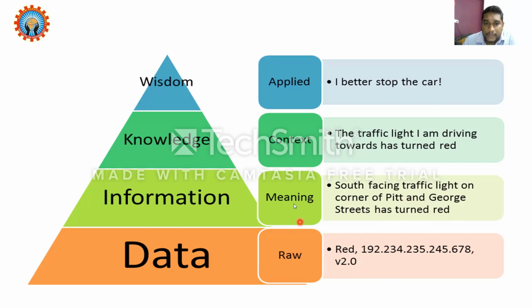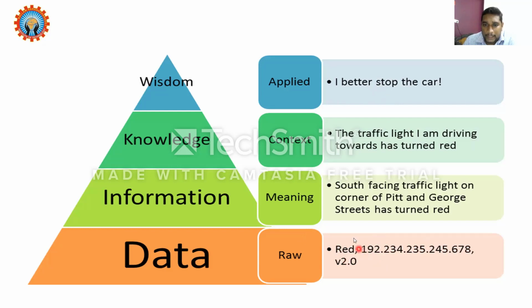In that raw data we retrieve some meaningful information. Now, the knowledge he gets is that the traffic light turned red. So he applied his knowledge so that he stopped his car. Okay, so this is the overall data.